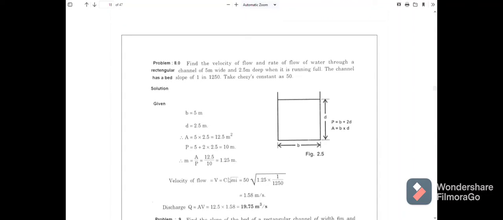A by P equals m. C is the constant 50 given in the question. So the discharge will be Q equals AV. V equals 1.58, and Q equals 19.75 meter cube per second. So much easy. Thank you.